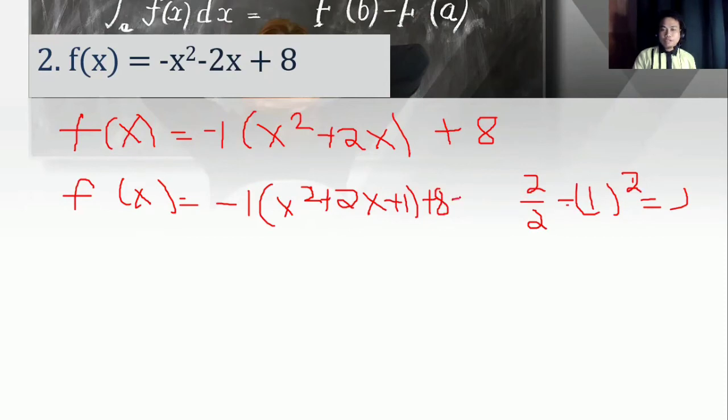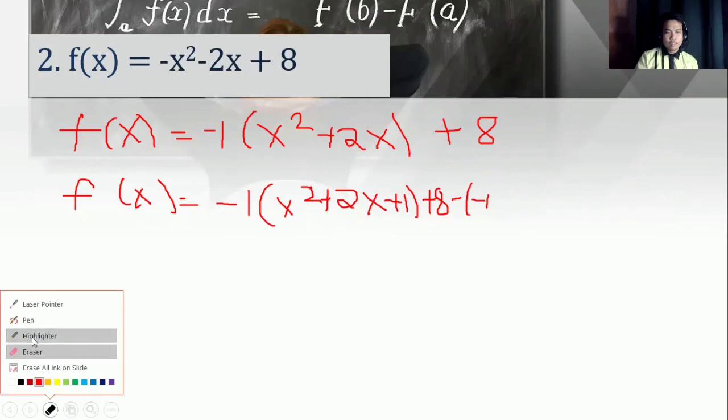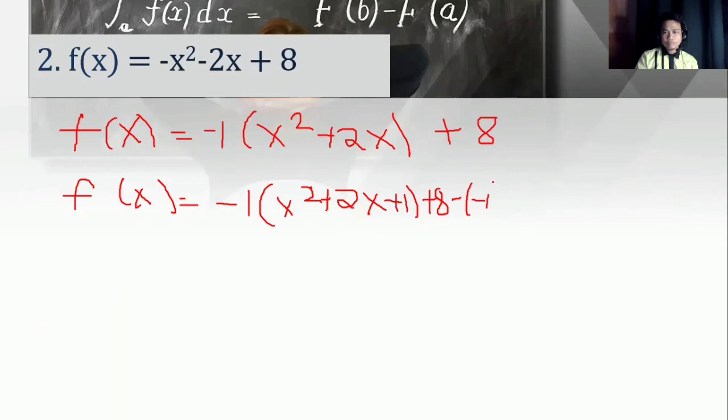Then, we write 8. Then minus, we have negative 1, which is a. So, negative 1 times 1. Again, half of 2 is 1. 1 squared is 1. So, we have to complete the square.